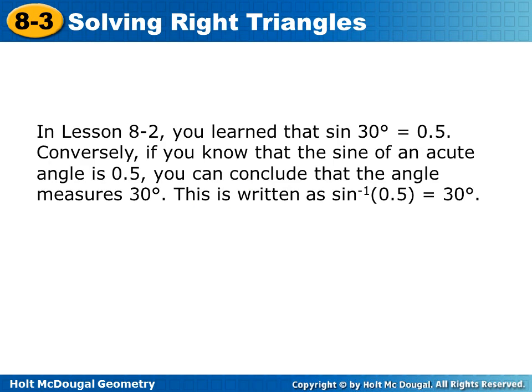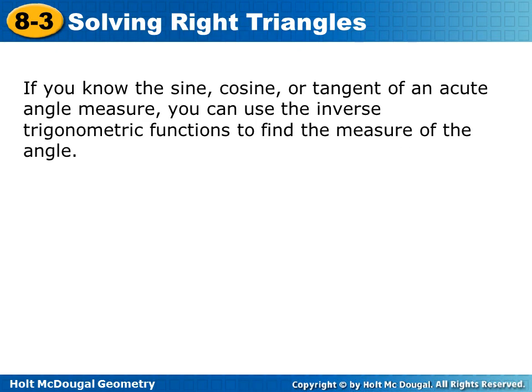In lesson 8.2, you learned that sine of 30 is 0.5. Also, you know that the sine of an acute angle is 0.5. You conclude that the angle measures 30. This is written as inverse sine of 0.5 equals 30. If you know the sine, cosine, or tangent of an acute angle measure, you can use the inverse trigonometric function to find the measure of the angle.